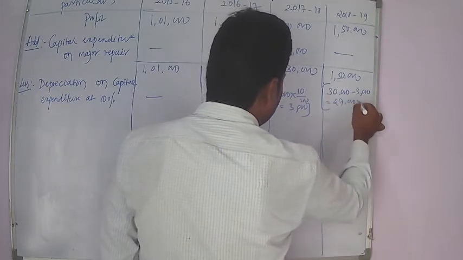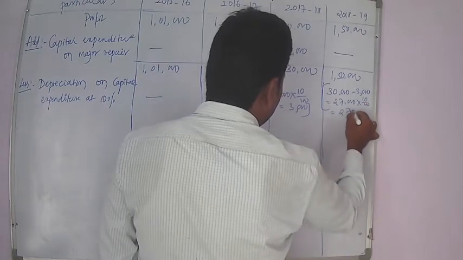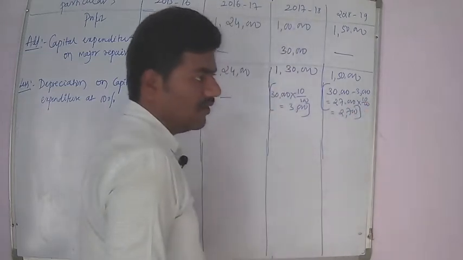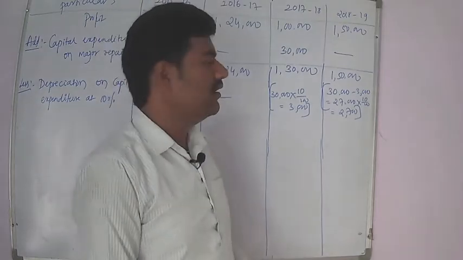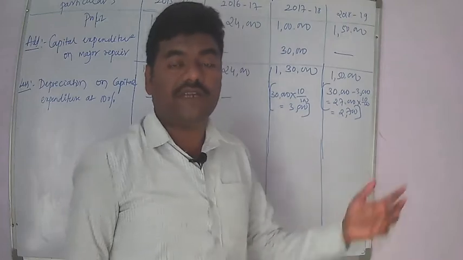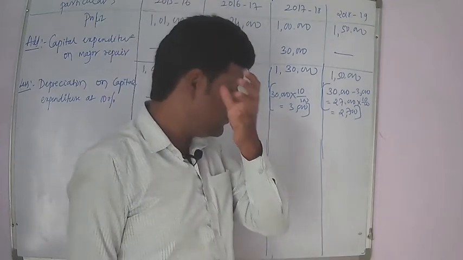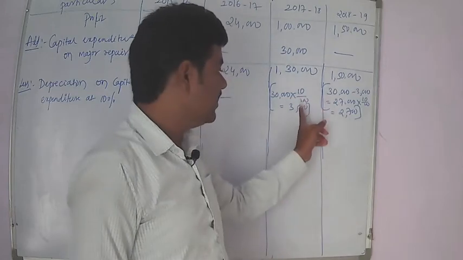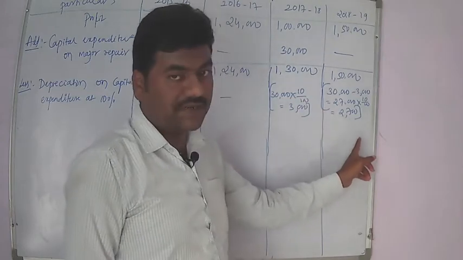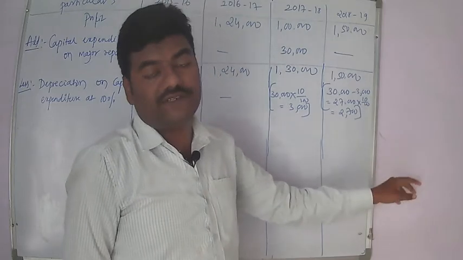So 27,000 into 10%, it is 2,700. As the depreciation is on written down value method, the value keeps decreasing. On whatever the reduced value is, we have to provide depreciation. So what will be the depreciation for the next year? 30,000 minus 3,000 minus 2,700. Whatever balance is left, we have to provide 10% on the remaining value.